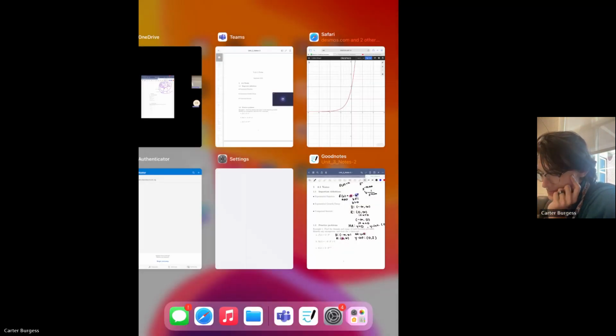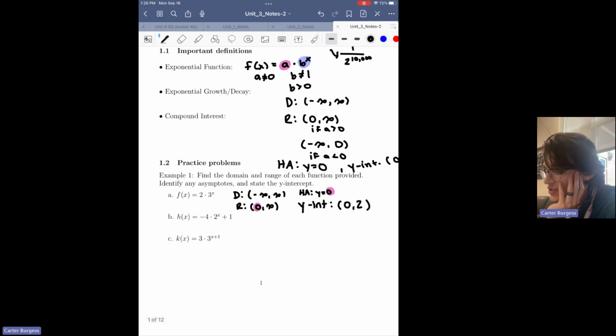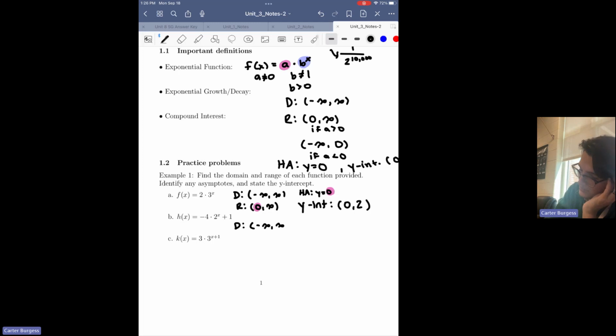All right. Taking a look at B here. In this case, we've got -4 times 2 to the power of x plus 1. Again, thinking of our domain, any reason to exclude values? Nope, that's never going to be the case. Everything from negative infinity to infinity. What's going on with our range here? There are a couple of pieces that are going to factor into our range.